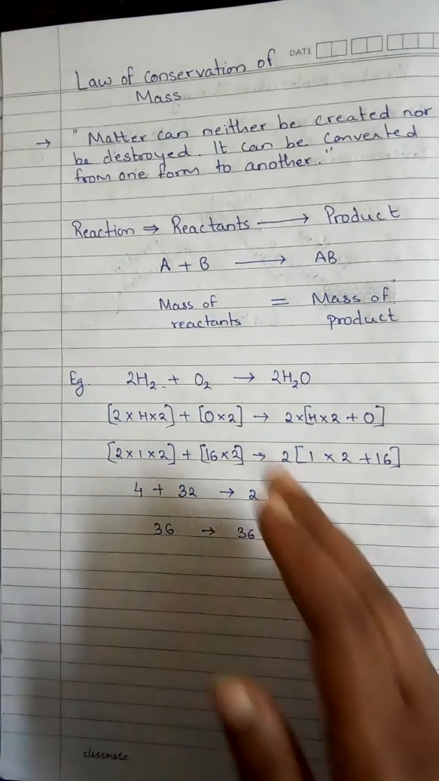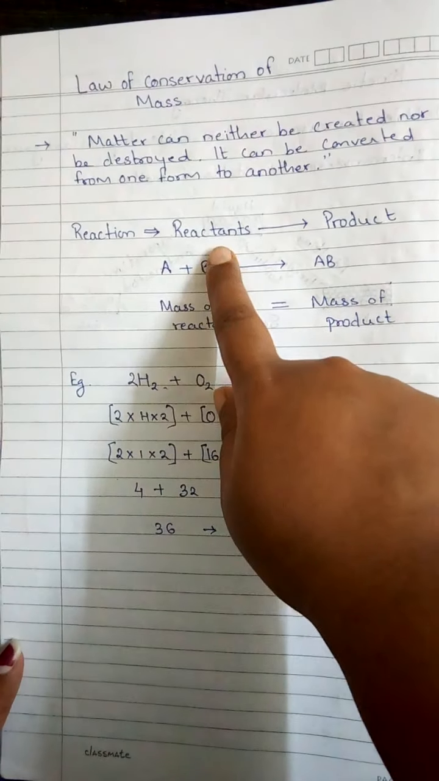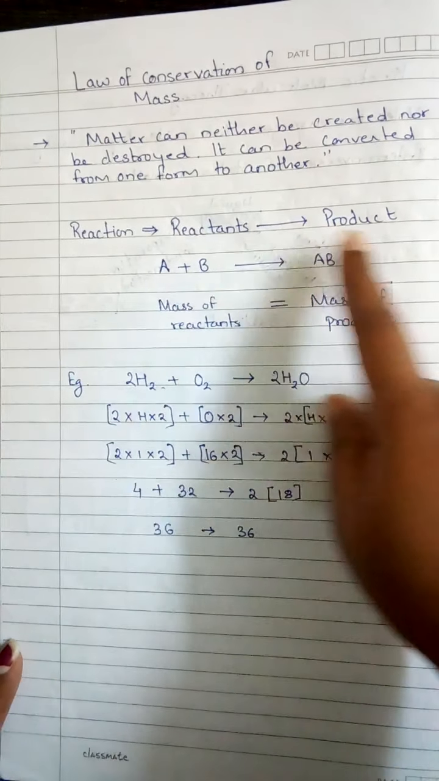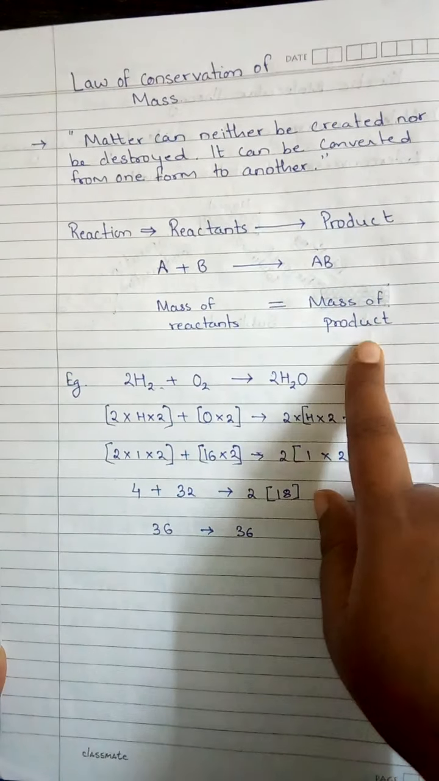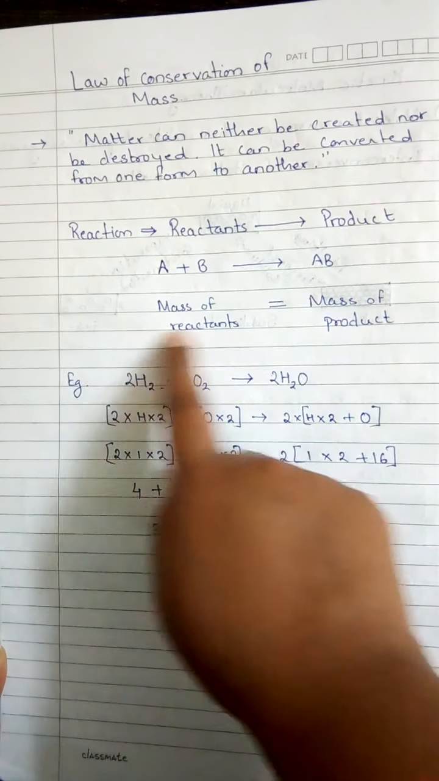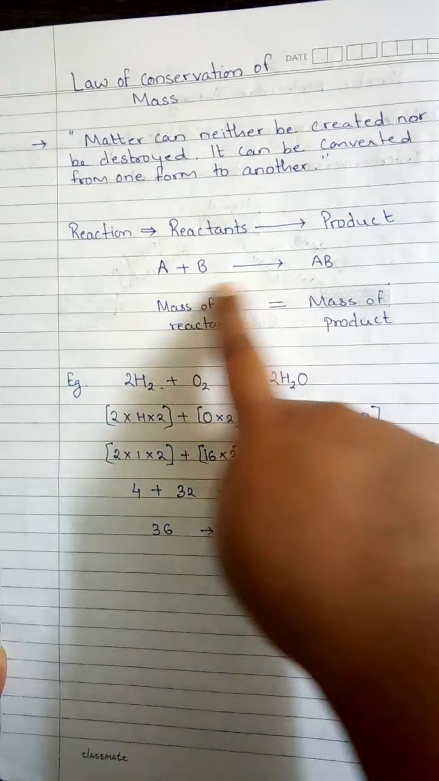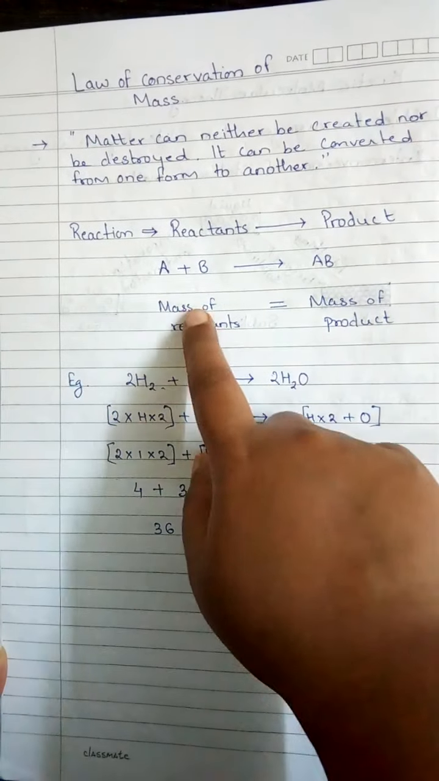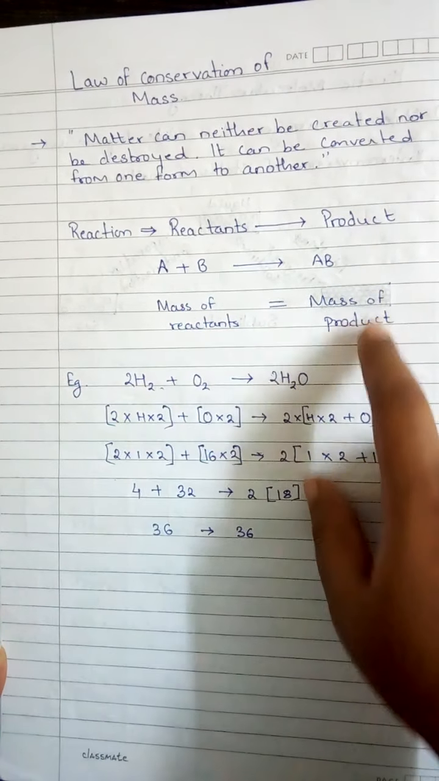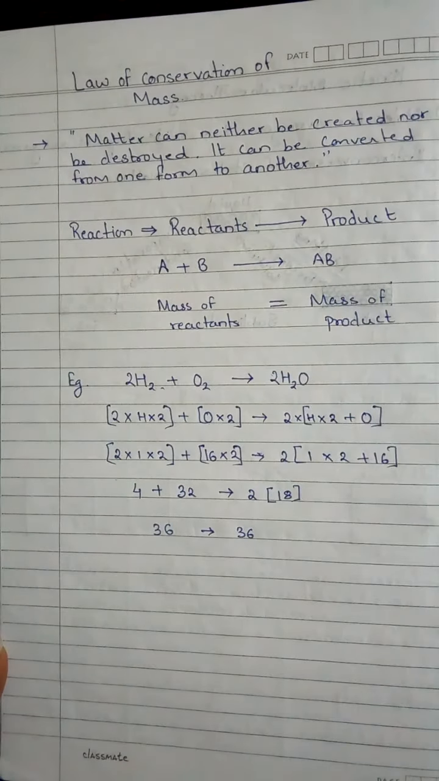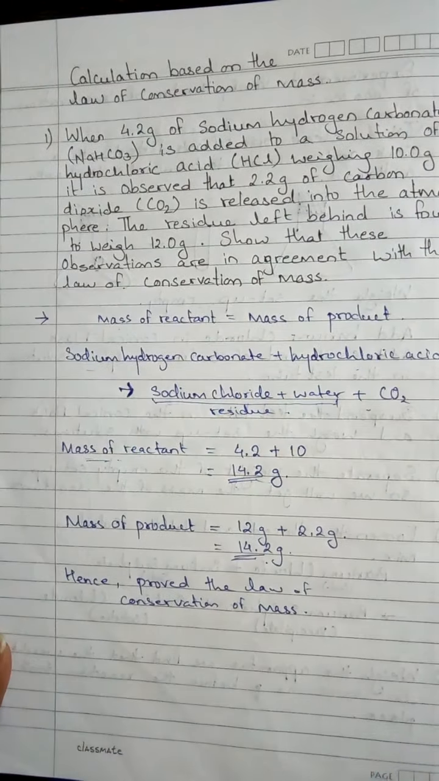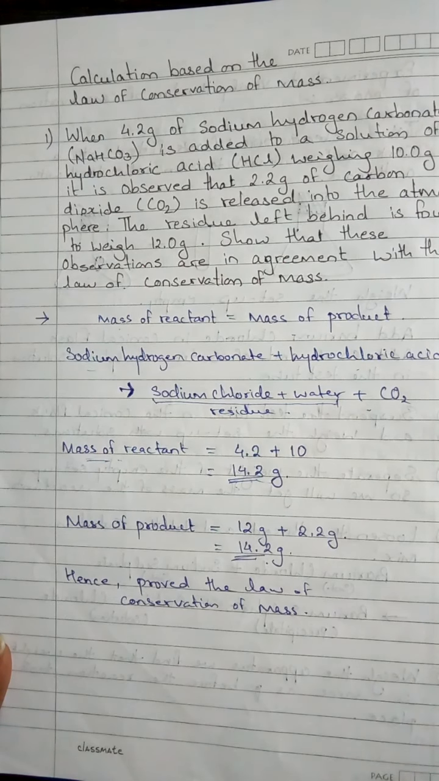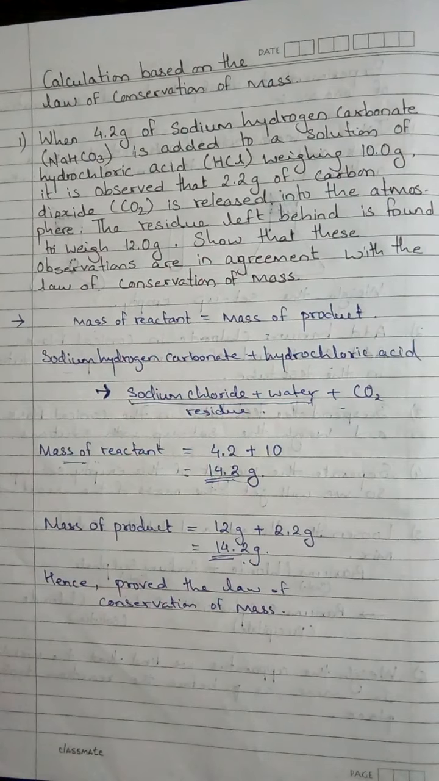That means in a reaction, the mass of the reactant is always equal to the mass of the product. That's what we have learned, and we have to keep this in mind, because we are going to solve problems based on this: the mass of the reactant is equal to the mass of the product. So the first question is on pages 21, 22 and 23. I am solving those examples with you so that you can understand them better.